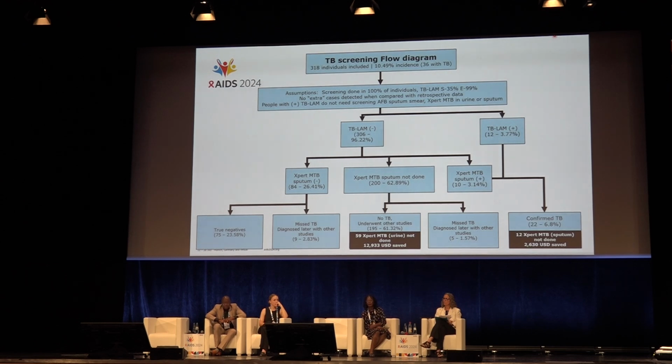In total, by doing both of these things, we could have saved roughly $2,600 by not doing Xpert in sputum, and $13,000 by not doing Xpert in urine.